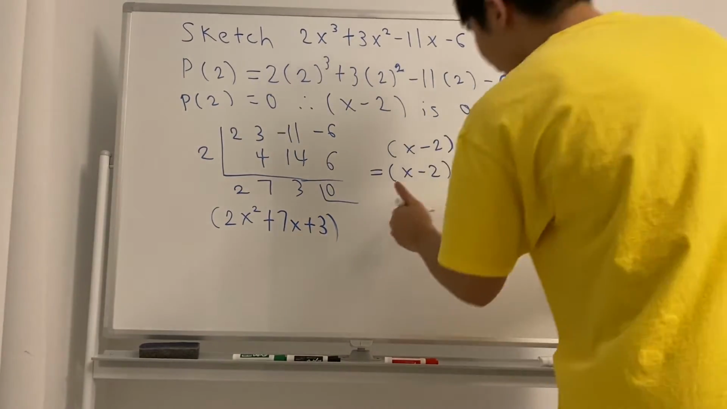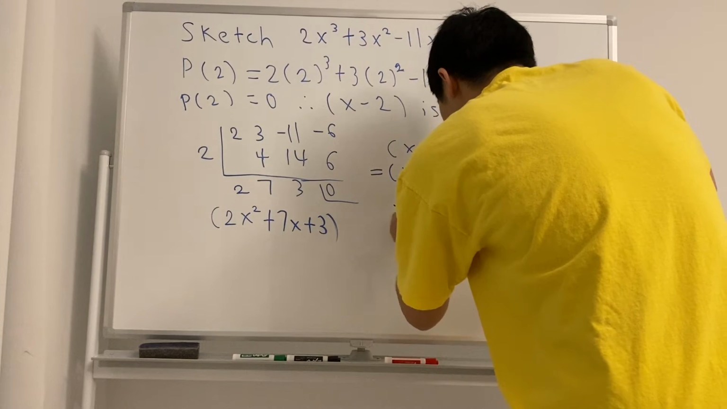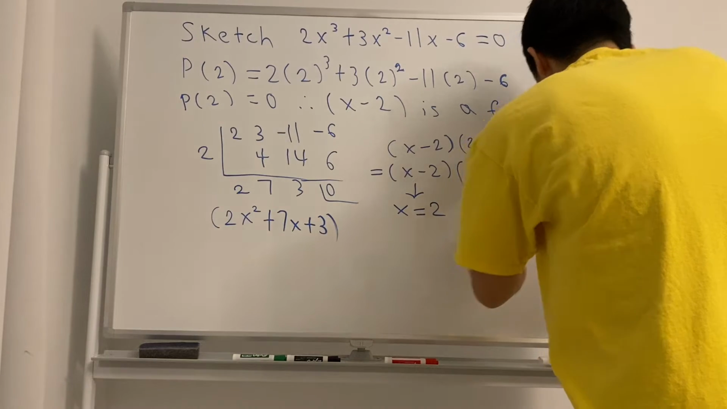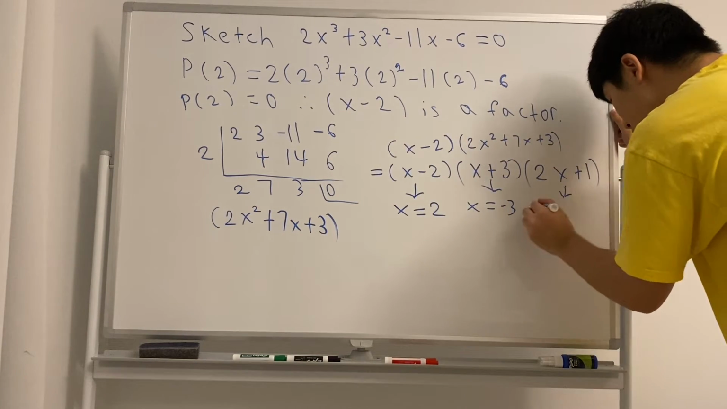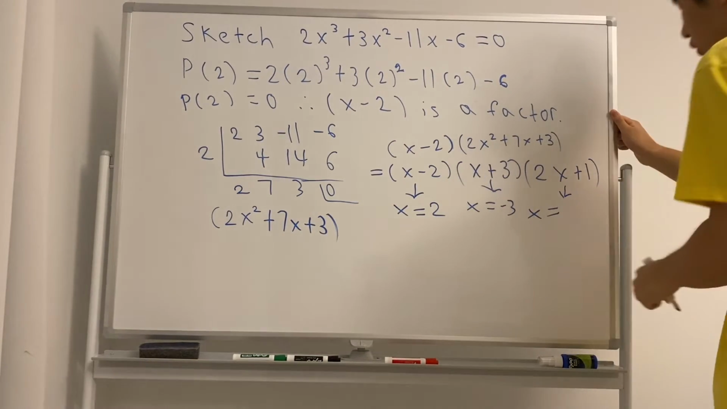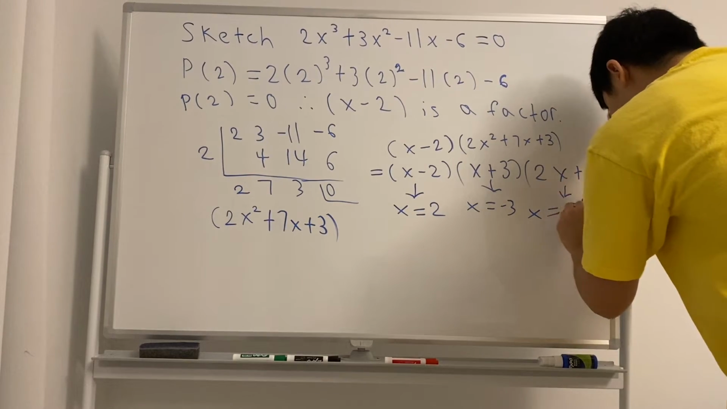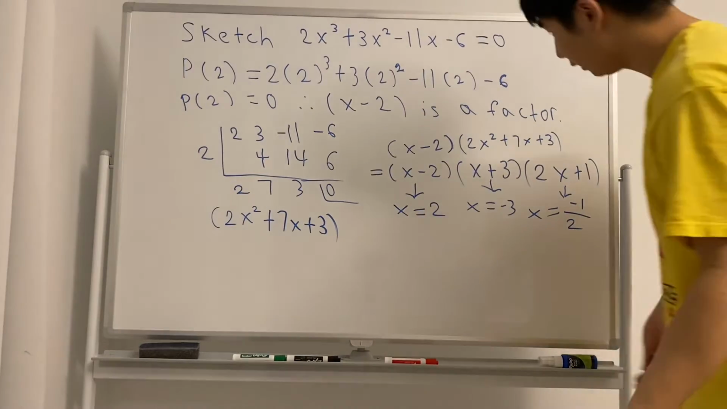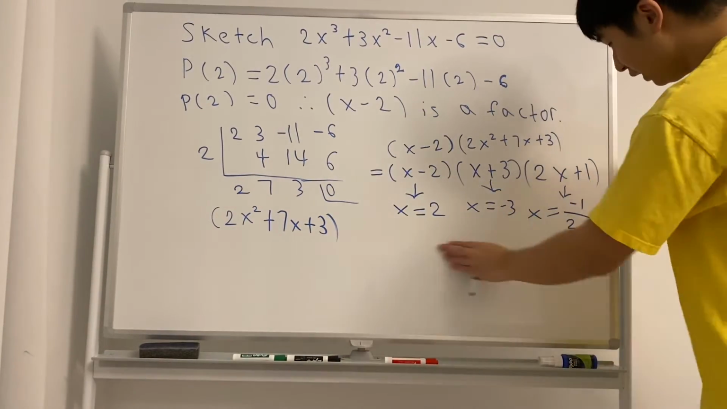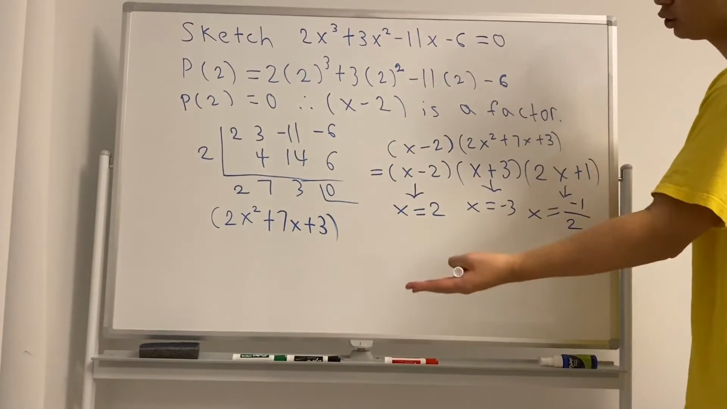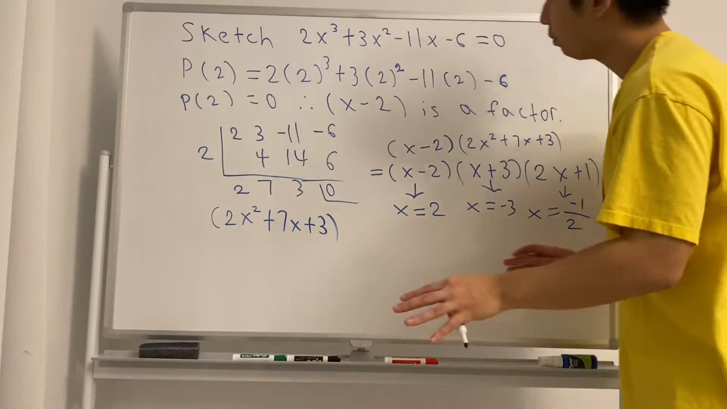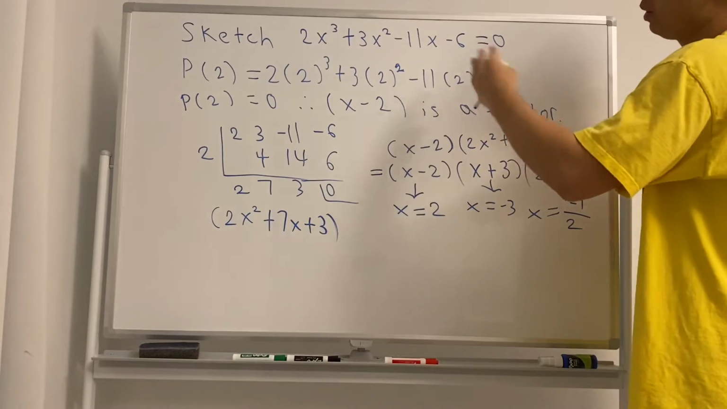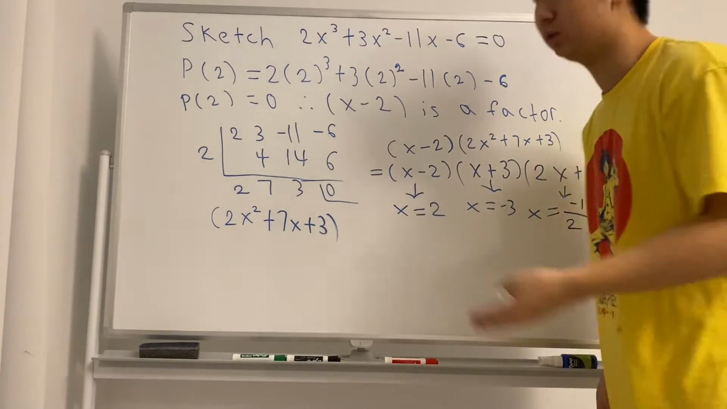So x minus 2, that's just equal to 2. This is equal to negative 3. x is equal to negative 3. And this is equal to negative 1 over 2. You just solve for x. So these are your x-intercepts. Now that we have these x-intercepts, I'm going to sketch. No, sorry, I apologize. Now that we have these x-intercepts, I'm going to find the y-intercept by just plugging in 0 for x, and then I'm going to sketch.